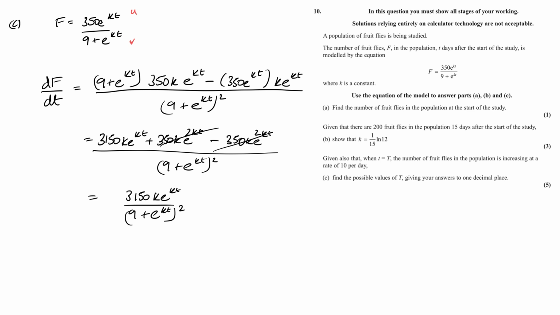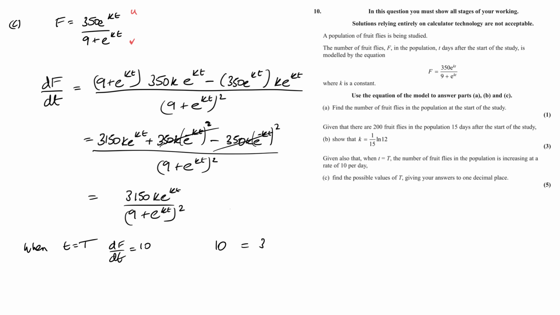I just want to correct some bits. I probably should have kept it as this bracket squared, just in case you had a bit of confusion there. But it's the same thing. So when t equals T, df by dt equals 10. So that's where I'm going from here.